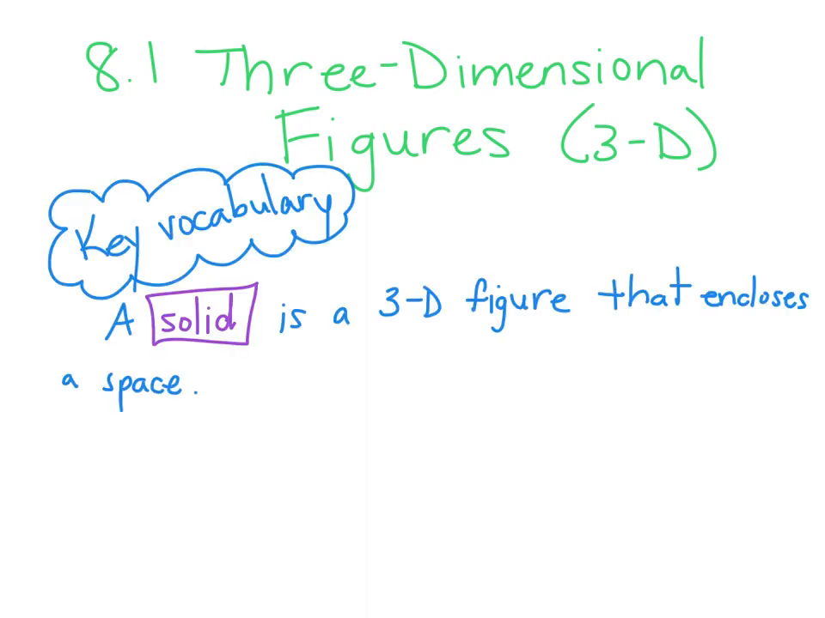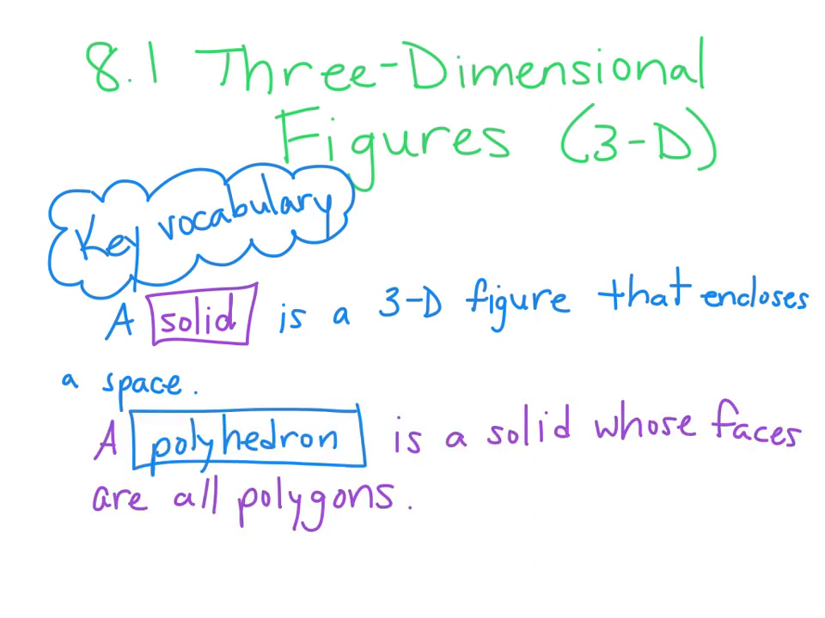A solid is a 3D figure that encloses a space, and we're going to be talking about that word solid quite a bit in this section. You don't have to write the definition for polyhedron. I'm just going to put it on the screen so that in case it comes up again you will have heard it. But a polyhedron is a solid whose faces are all polygons. Remember, polygons have to be closed figures. They have to have certain numbers of sides, and so if a polyhedron is a solid, it's got to have all polygons for its faces, which we'll be talking about in a minute too.